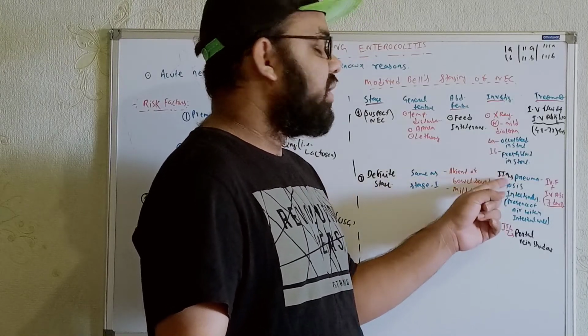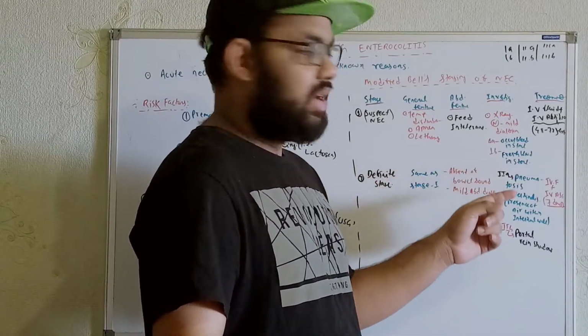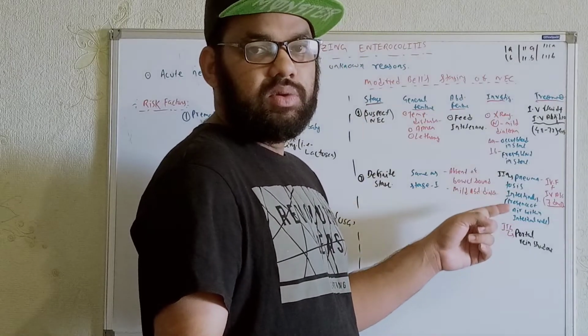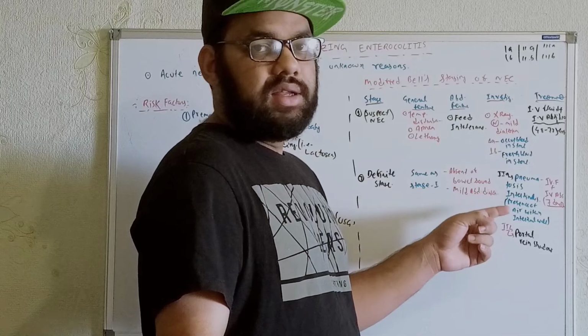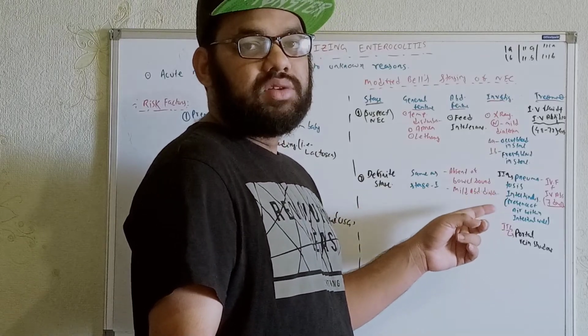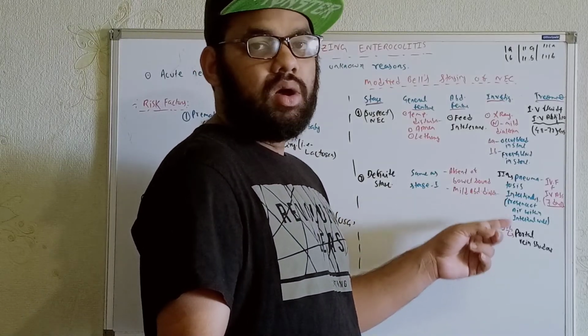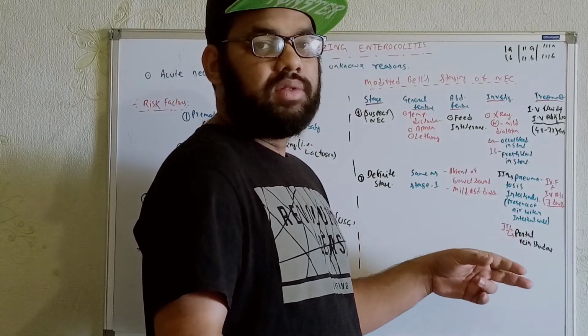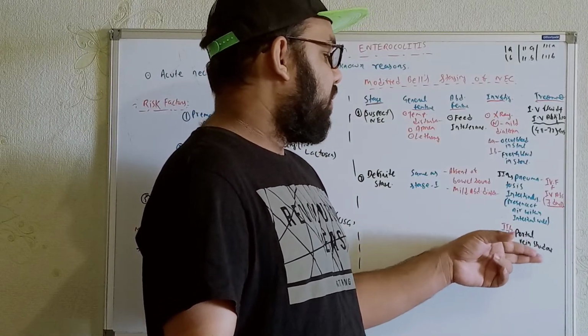If we talk about stage 2A, we will get the pneumatosis intestinalis. In these cases, we will get the presence of air within the intestinal wall. Along with that, we will get the portal vein shadow. If we just do the X-ray, we will get the portal vein shadow.